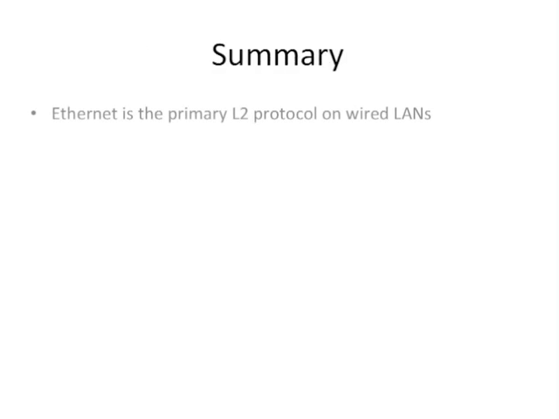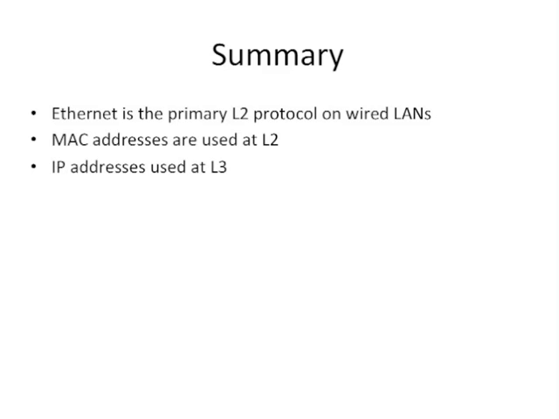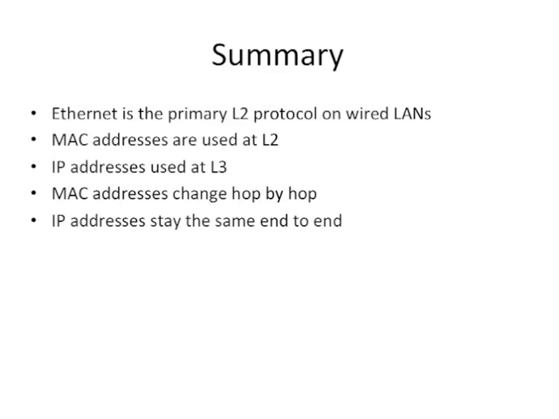So, to summarize, Ethernet is the primary layer 2 protocol we're going to run into on wired LANs. There are different speeds: 10 meg, 100 meg, a gig, 10 gig, but they all have the same or similar format and all work similarly. MAC addresses are used to deliver packets at layer 2 and used as the addressing in the layer 2 header. IP addresses are used at layer 3. MAC addresses change hop by hop as the layer 3 packet is being delivered. IP addresses stay the same end to end most of the time. There are things like NAT to consider. We'll talk about that later.